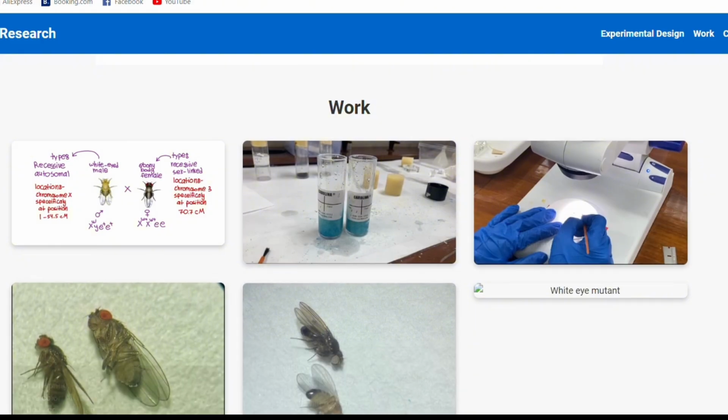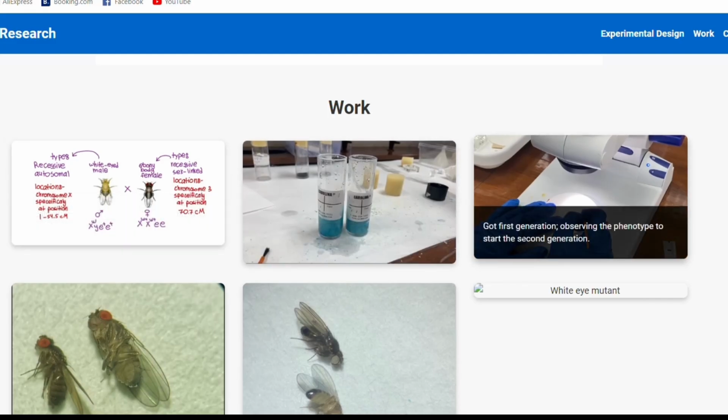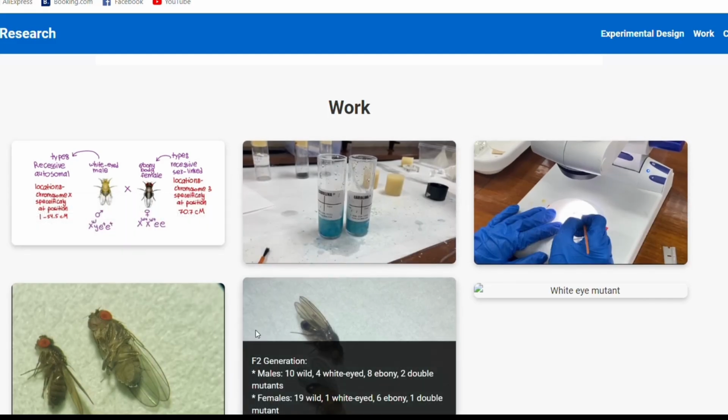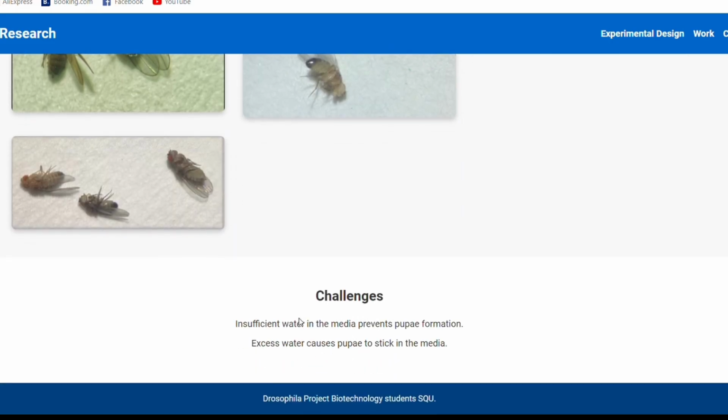For instance, what we crossed together, what we got for the first generation, what we got for the second generation, and we included our double mutant fly. Finally, we wrote about the challenges we faced.